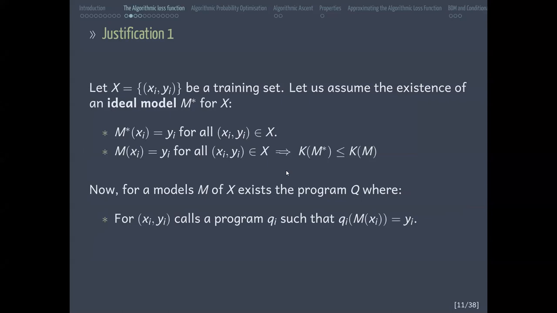For this, let us assume that we have an ideal model for our training set. This ideal model will produce the desired output for all inputs, but it also has a minimal complexity with respect to algorithmic information. Now we have another model M. For this model, it's easy to see that there exists a program Q that, for each of the samples, will call a subprogram QI that will fix the output if it is not correct.